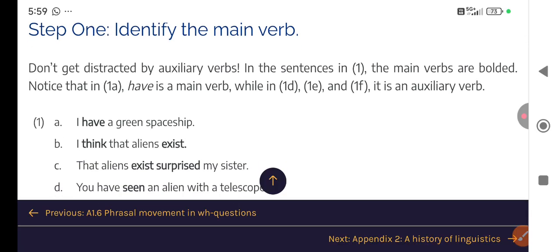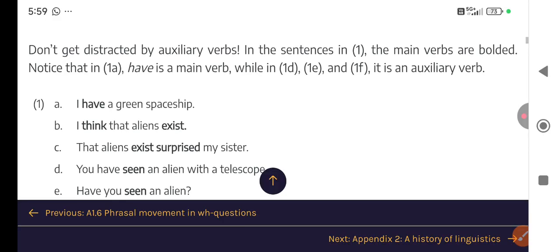First step. What's step 1? Identify the main verb. That should be the first step: as you read the sentence, first of all you have to find out the main verb. Don't get distracted by auxiliary verbs. Auxiliary verbs are has, been, be, etc. In the sentences in 1, the main verbs are bolded. So here, in bold letters, main verbs are given.